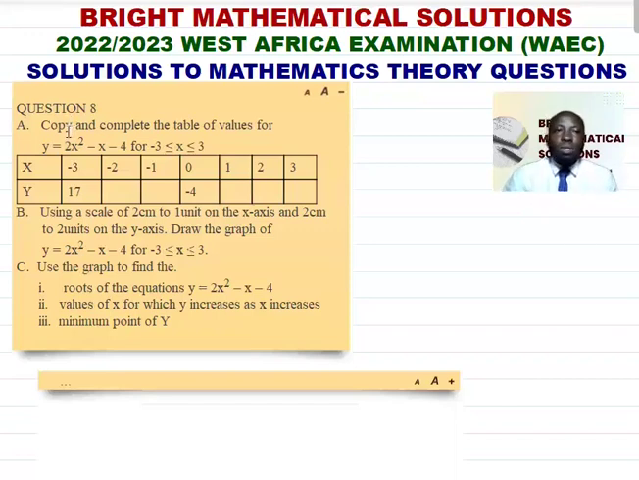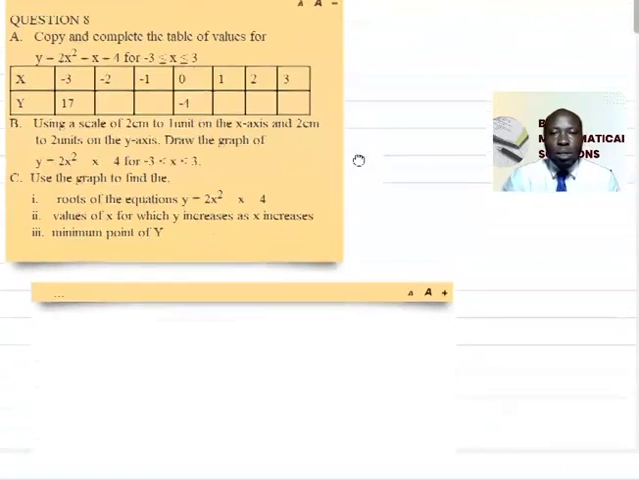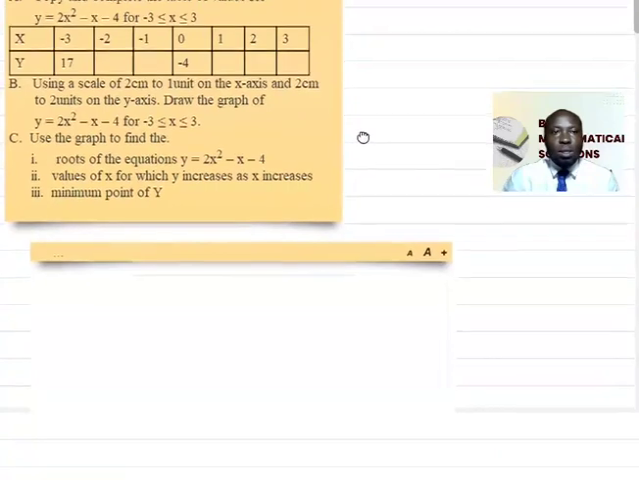Now, the question says copy and complete the table of values for y equals 2x raised to power 2 minus x minus 4 for minus 3 less than or equal to x less than or equal to 3. Now let us get to it. We are to complete the table.